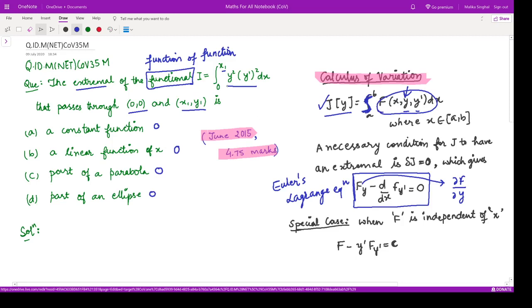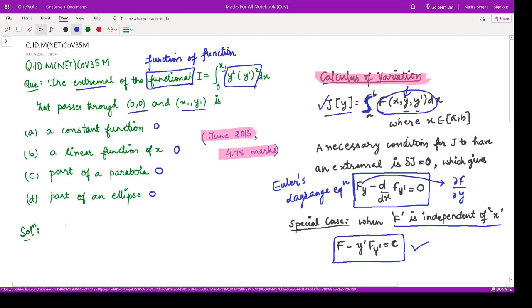So see, in our question we have f of this form. It does not contain x. So we have a special case of the Euler-Lagrange equation when our f is independent of x. It goes like this: f minus y dash fy dash is equal to c, where c is some constant, and we will use this equation to solve our question.